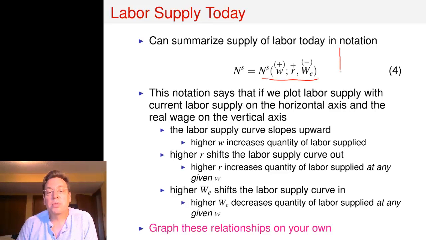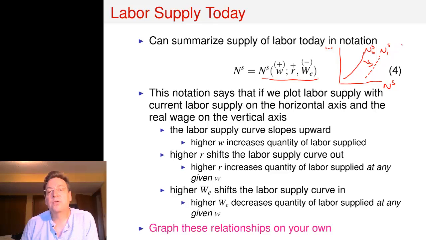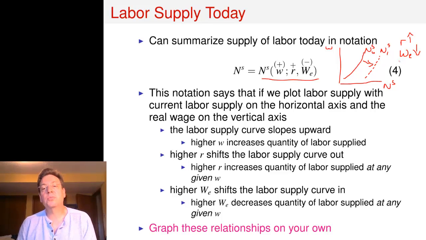And if we plot this and we have the supply of labor on this axis and the wage on this axis, we're going to get an upward sloping curve, again, if the substitution effect dominates the income effect. This is going to shift out, say, N1S, if the real interest rate goes up or wealth declines. Either of those situations will be ones where at any given current wage, the consumer is going to want to supply more labor.